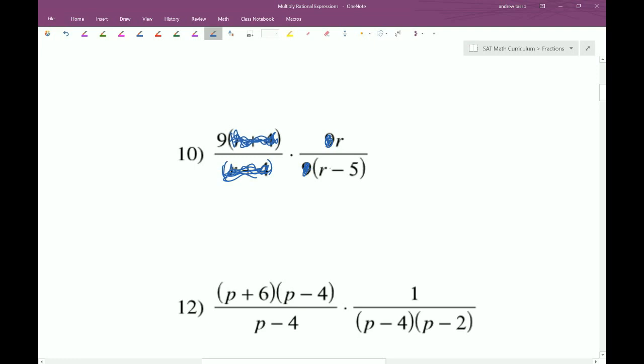Now, can these r's go? The answer is no, because this r is involved in a subtraction, making it a term, not a factor, whereas this one is a factor. Okay. So anyway, we end up with 9r over r minus 5.